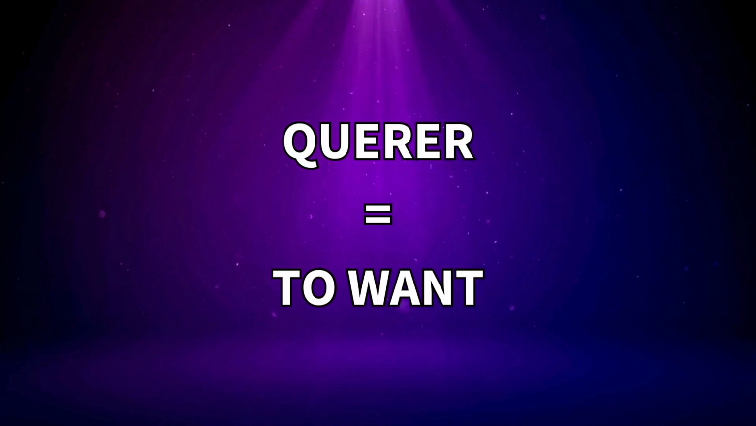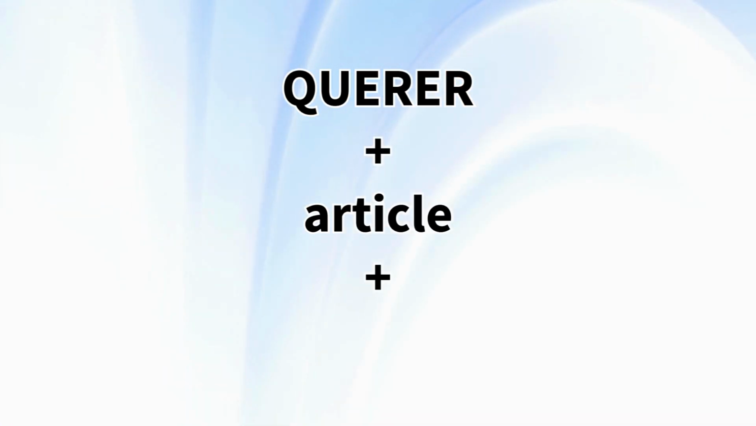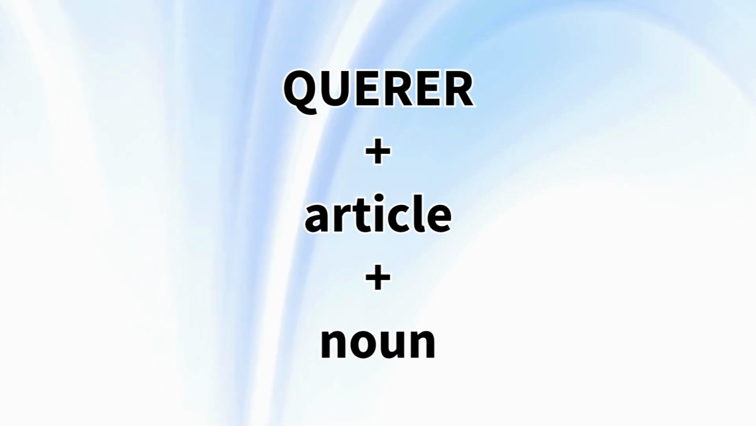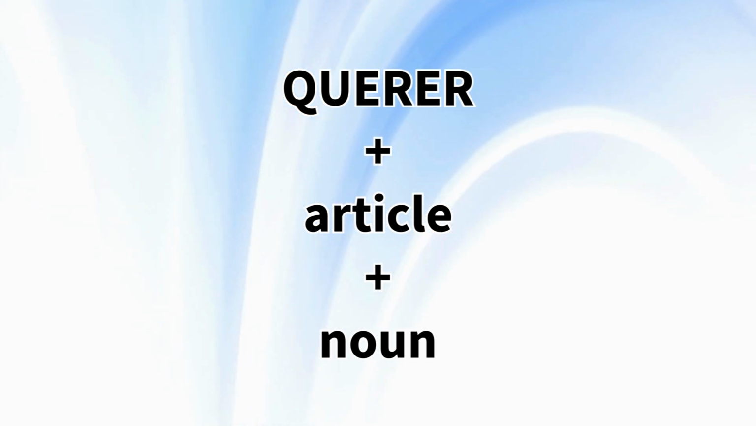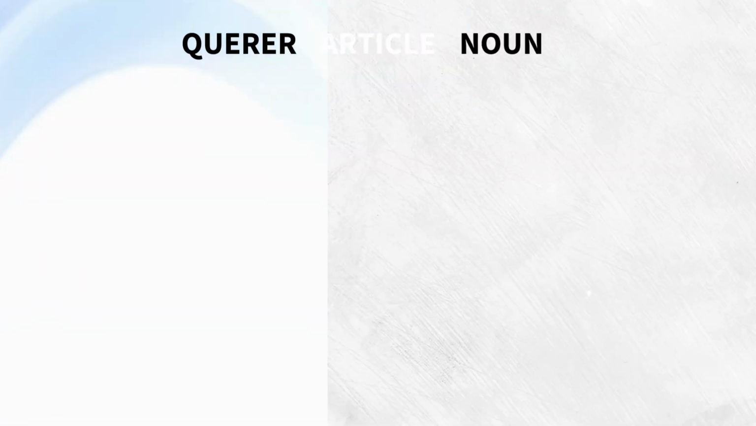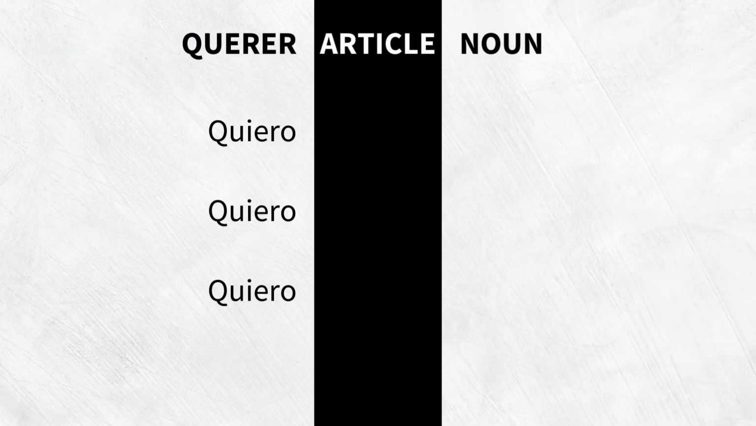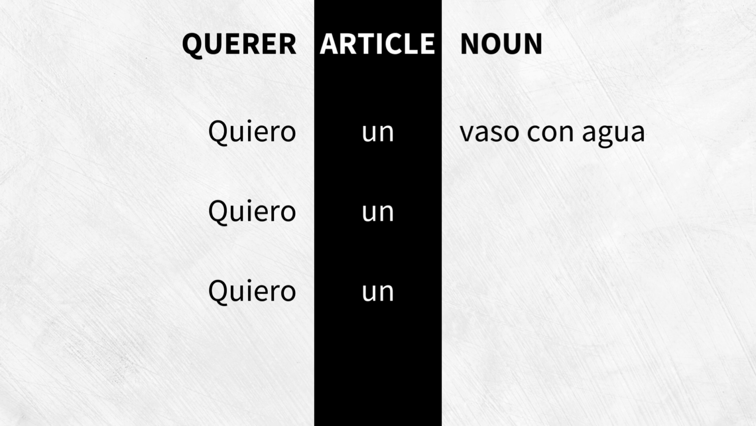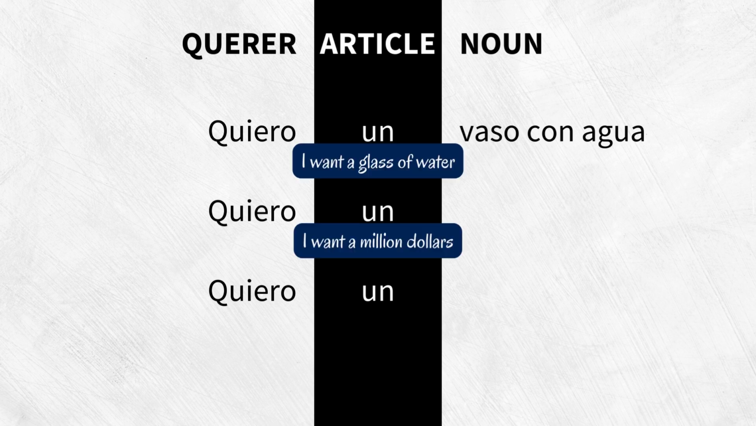It all starts with the verb querer, which means to want. There are two main structures. The first one is querer conjugated to the person plus an article plus a noun. For example, quiero un vaso con agua. I want a glass of water.